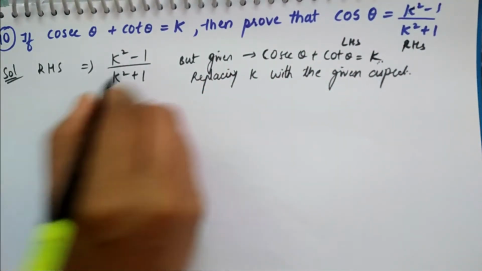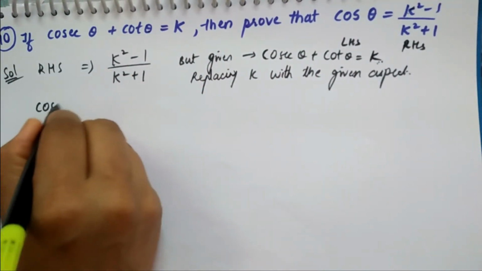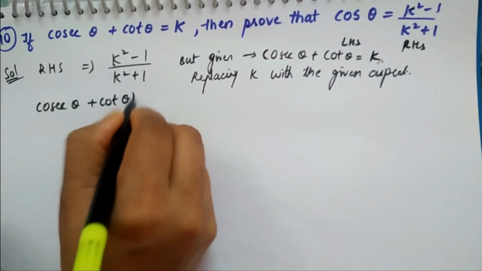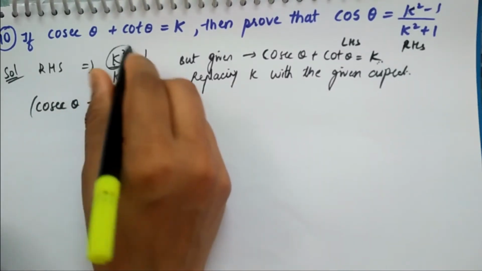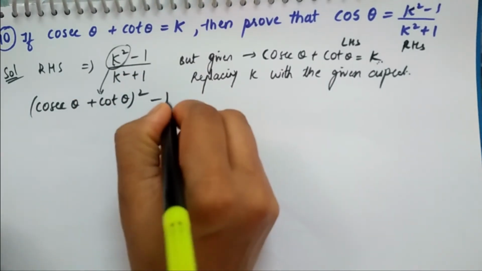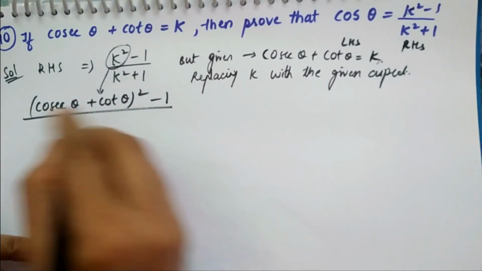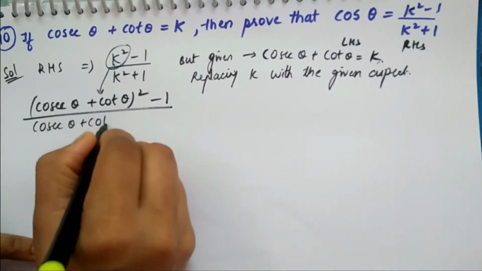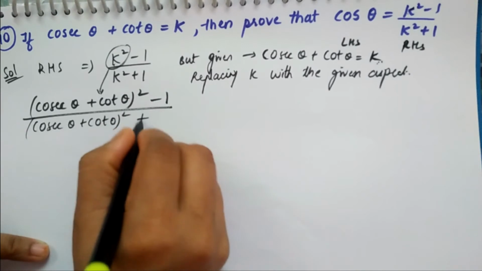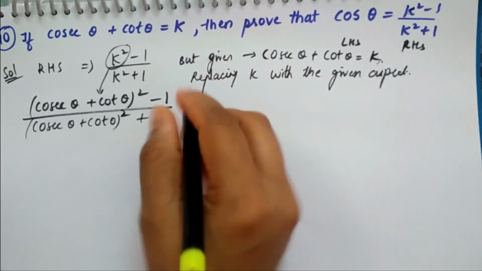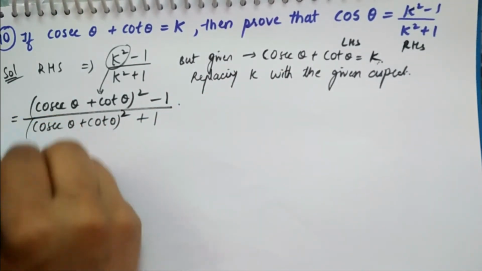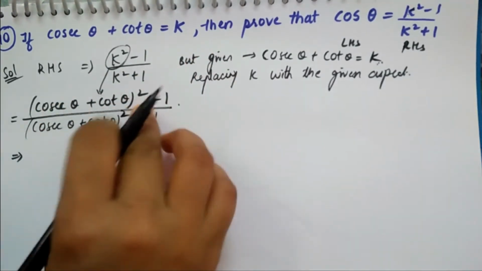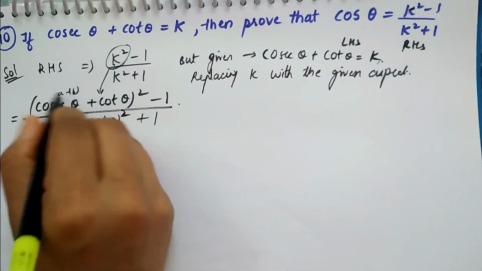What is k? k is cosecant theta plus cot theta the whole square, minus 1. Now the whole thing is divided by this k, which is cosecant theta plus cot theta the whole square plus 1. Okay, we got this. Next step is that we will be expanding it using the formula of a plus b the whole square.